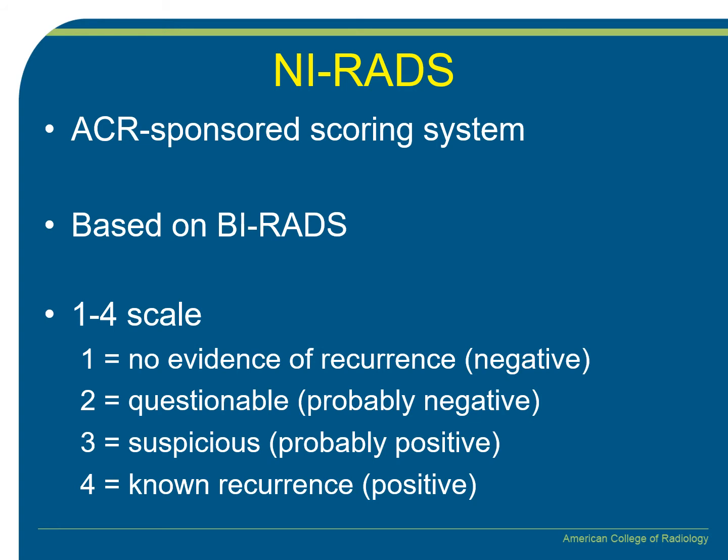Most of this talk is actually about NI-RADS. What's NI-RADS? It's an ACR-sponsored scoring system that is akin to BI-RADS, the familiar BI-RADS used in breast imaging. It's based on that, but it's somewhat more simple than BI-RADS. It's got a 4-point scale where 1 is no evidence of disease, 2 is questionable finding, probably negative, 3 is a suspicious finding that we think is probably evidence of disease, and 4 is for definitive recurrence, biopsy-proven, definitive evidence of progression on imaging, that sort of thing.